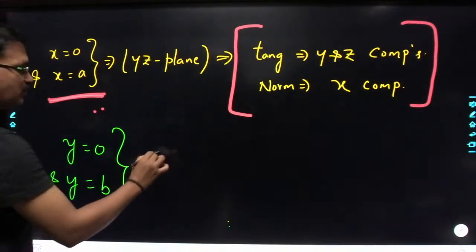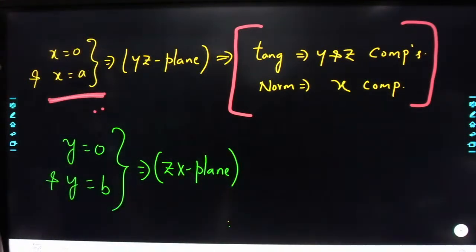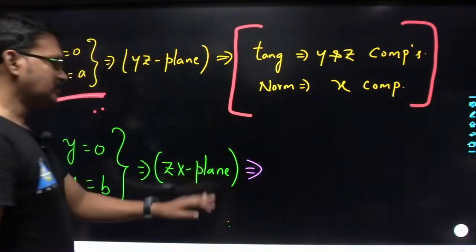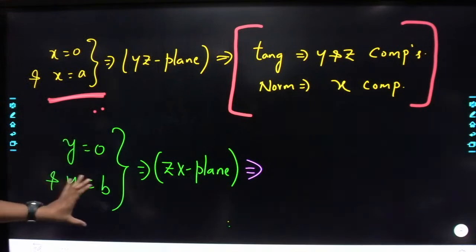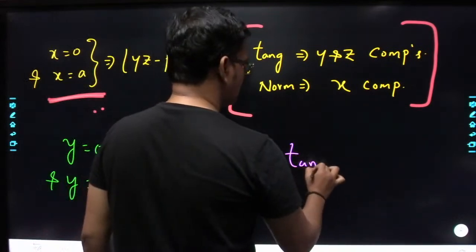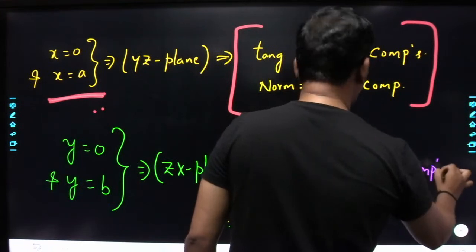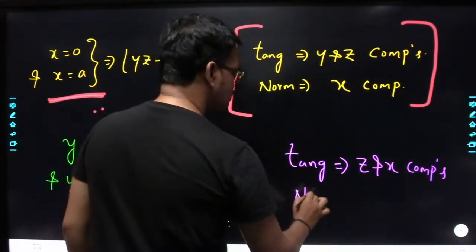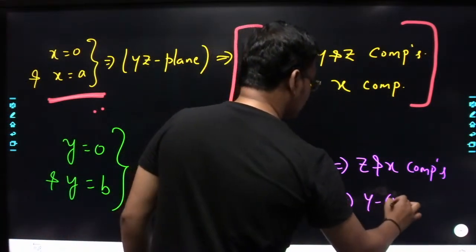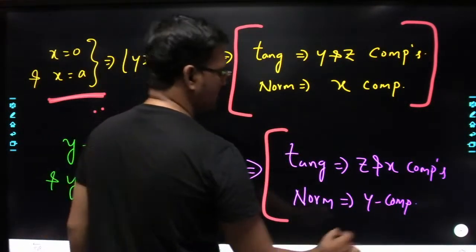So y equal to constant plane represents the zx plane here. Right. Okay. So now in these zx planes, what are the tangential components? Z and x components. Tangential components are nothing but z and x components. Right. And what is the normal component? The y component. So the normal component with respect to these plates is nothing but the y component. Right. Okay. So these things you have to keep in mind here.